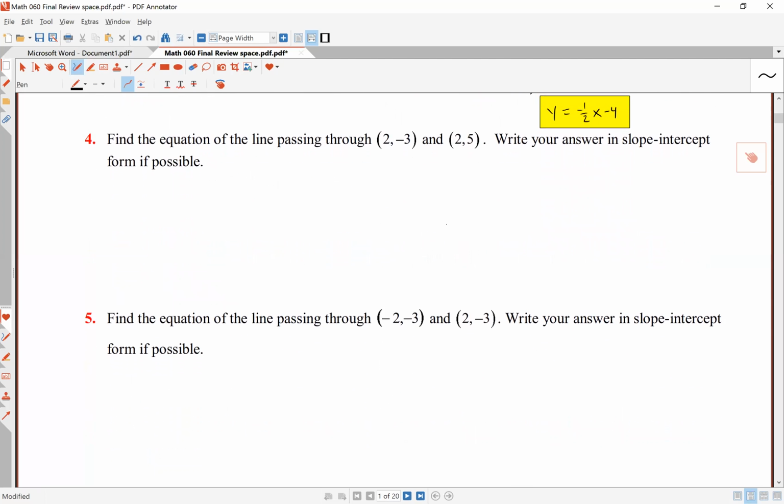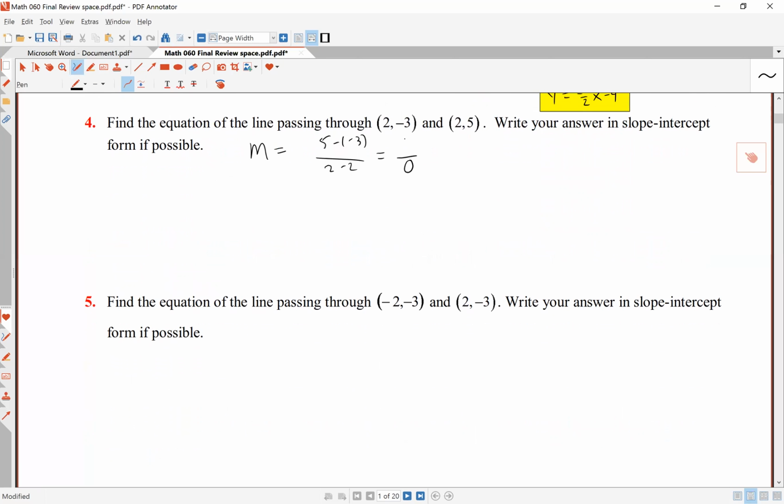All right, number 4. When we find the slope of the line passing through these 2 points, we have 5 minus negative 3 and 2 minus 2. There's that 0 in the denominator again. That's undefined slope. If you plot these 2 points, 2, -3, and 2, 5, we've got a vertical line. Vertical lines have the equation x equals 2.